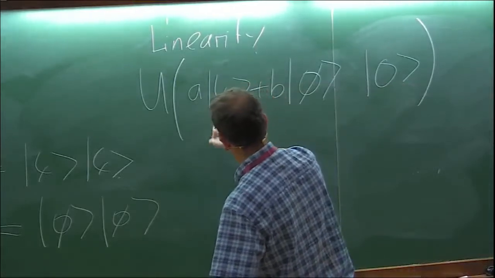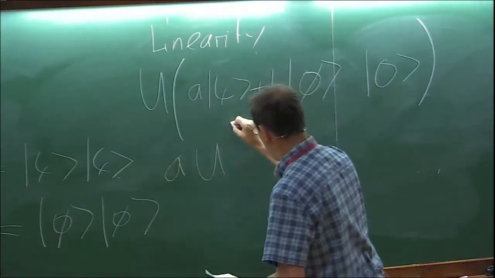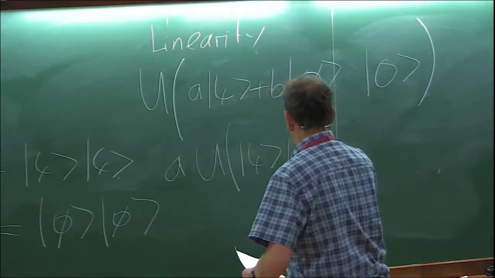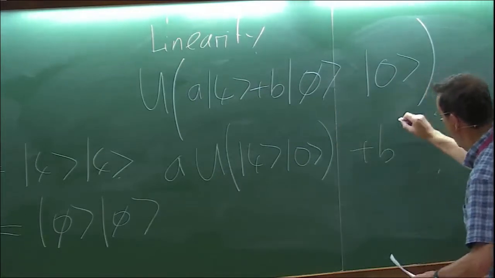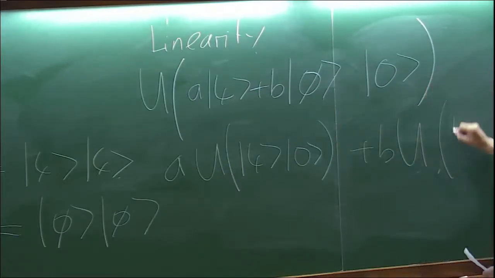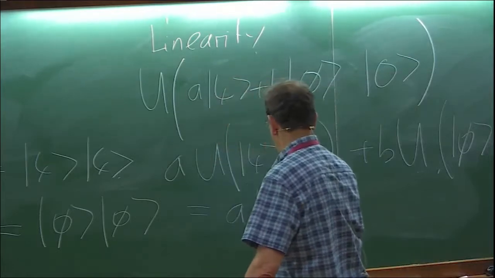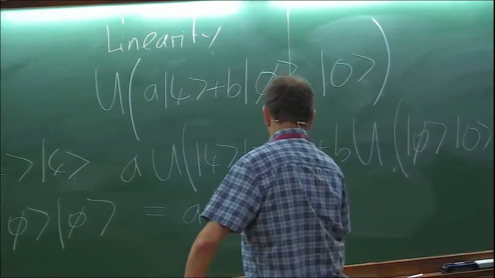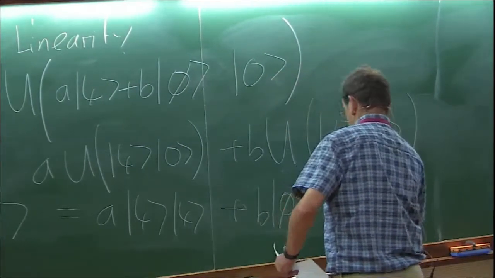it's just the sum of acting with psi by itself multiplied by A. So that would be A, U, where we do try to copy psi, plus B, unitary operator, where we try to copy phi. So this is a trivial consequence of linearity. So we get A, psi, psi, plus B, phi, phi.